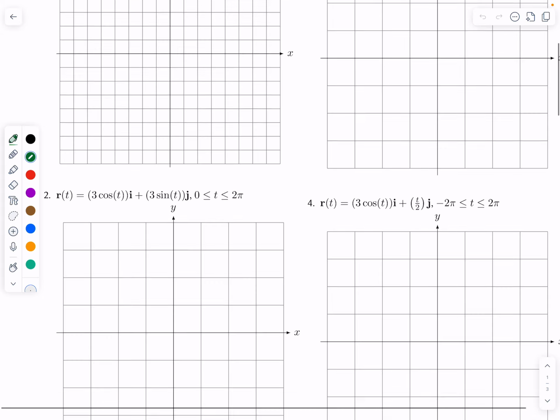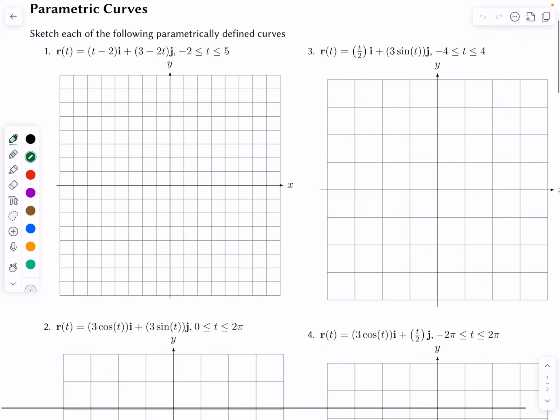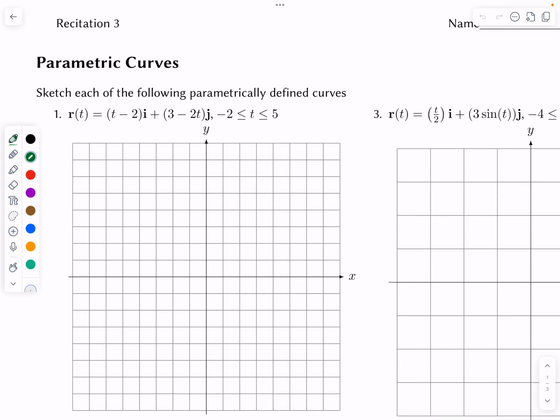And the first few problems, what you're supposed to do is just graph the parametric curves. This is something you probably did in pre-calculus or maybe Calc 2, I don't know. But it's a pretty straightforward process here. We have a range of values for t, and we're going to plug those values in here. And so essentially the way that this is going to work is that x is equal to t minus 2 and y is equal to 3 minus 2t.